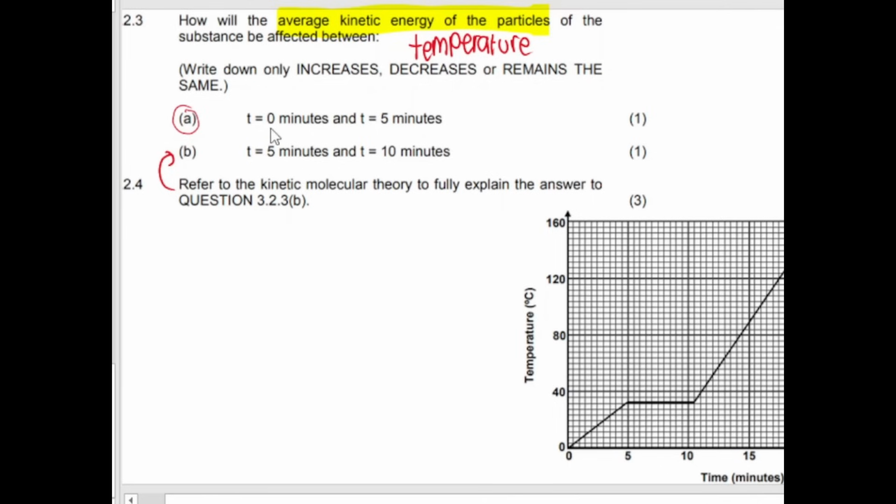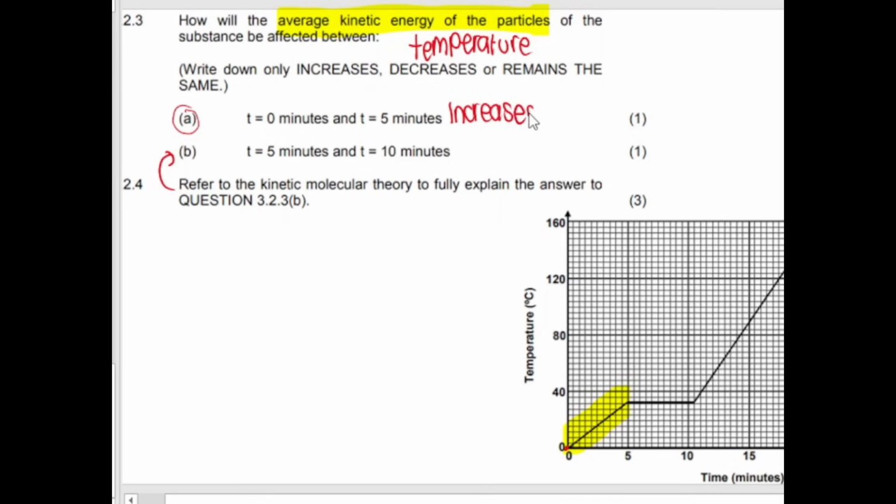So they say between 0 and 5 minutes. So here is the 0 and 5 minutes. And we know that on the inclined part of the graph like that, the temperature is actually increasing. We can see that because the temperature was 0 degrees Celsius, and then after 5 minutes, it increased all the way up there. Okay, remember, each little block is 4 degrees Celsius. So that'll be 32 degrees Celsius. So the temperature increased. So your answer here is increases.